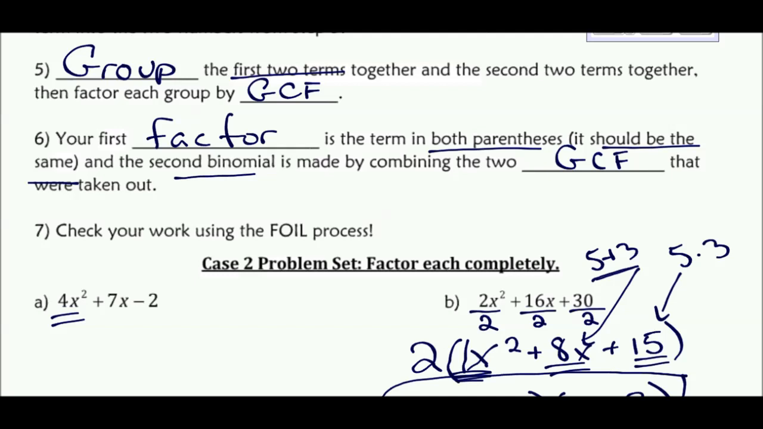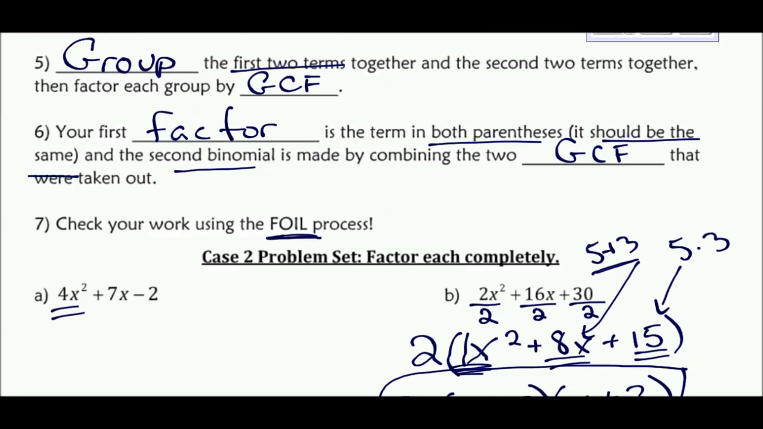And you can still check your answer just like before. If you FOIL out your answer, you should work backwards to the original problem.